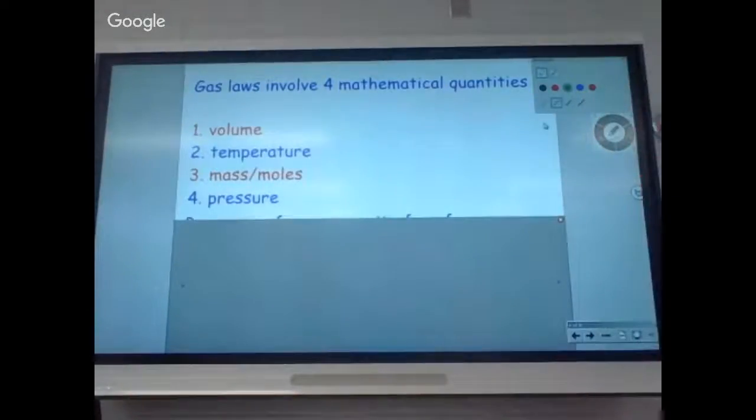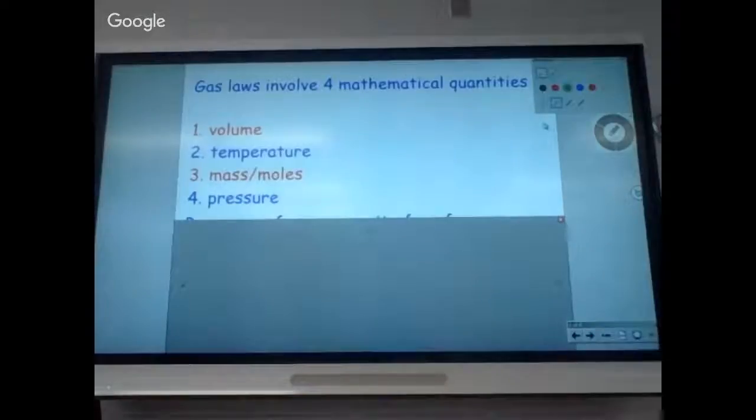Now, we're going to use 4 mathematical quantities of gas laws. You will recognize the first 3 because we reviewed them in the opening. We've done them during the course of the semester: volume, temperature, mass moles. We've done those 3. Number 4 is pressure. We have not studied pressure yet, so we have to do that today.